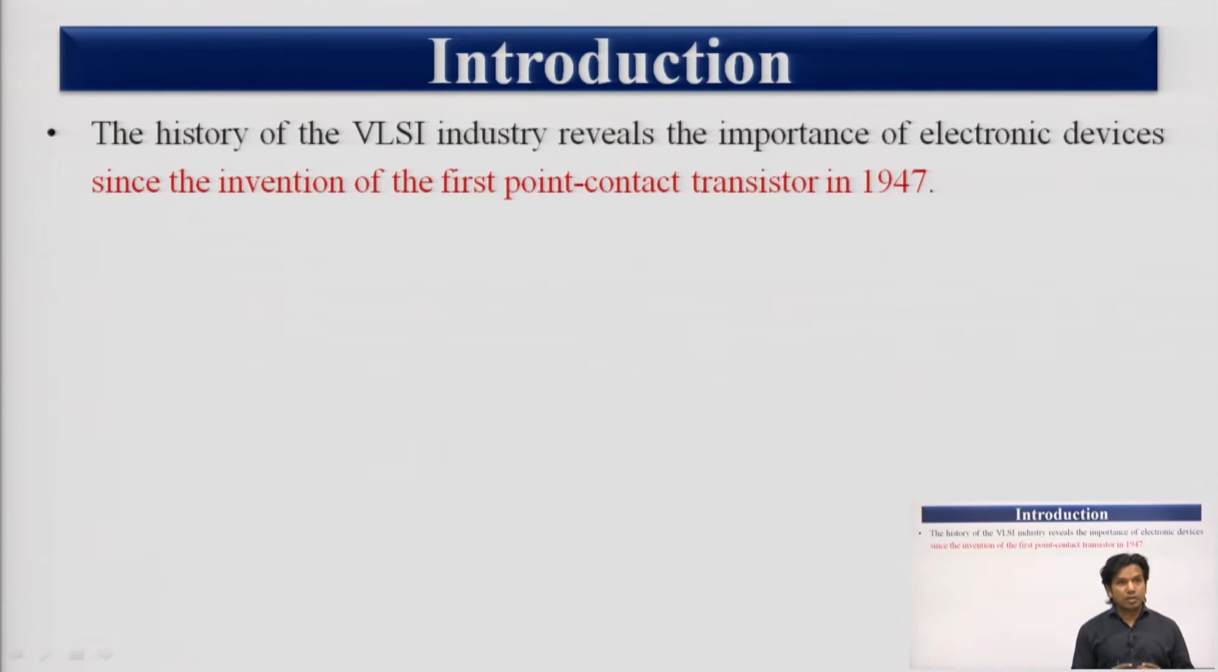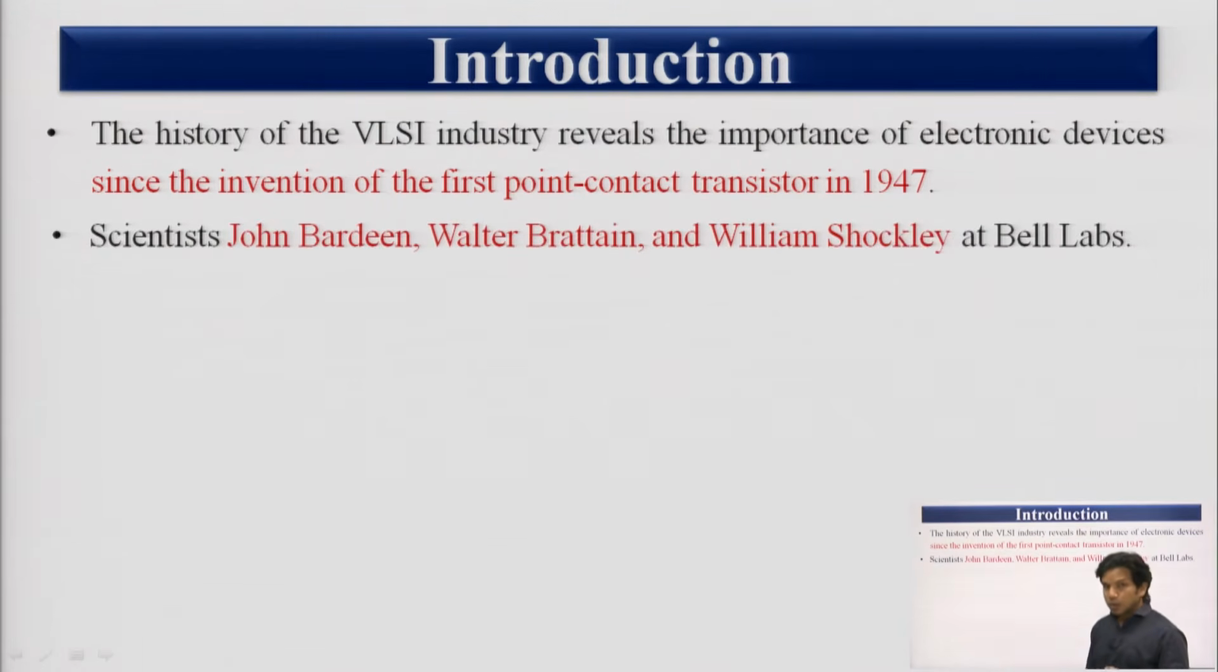From the history point of view, the VLSI industry reveals the importance of electronic devices since the invention of the first transistor, manufactured in 1947, which is also called the point contact transistor. It was manufactured in Bell Laboratories by the scientists John Bardeen, Walter Brattain and William Shockley. These three scientists came up with the first point contact transistor.